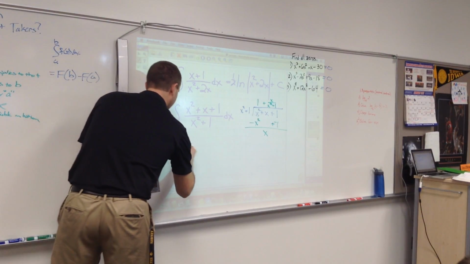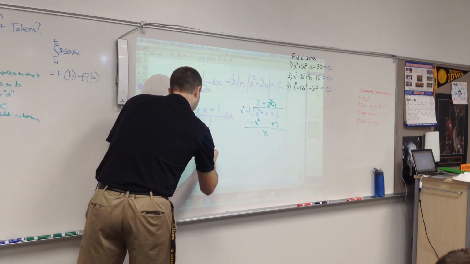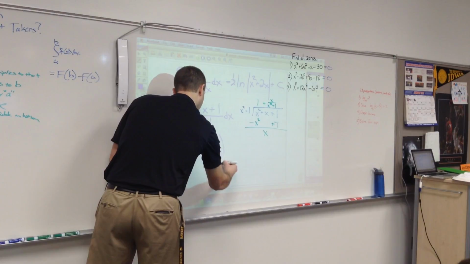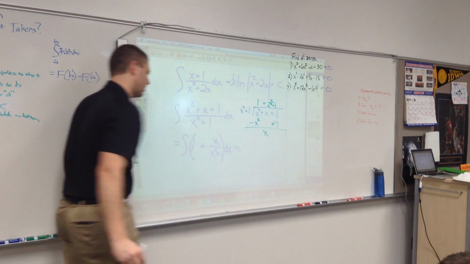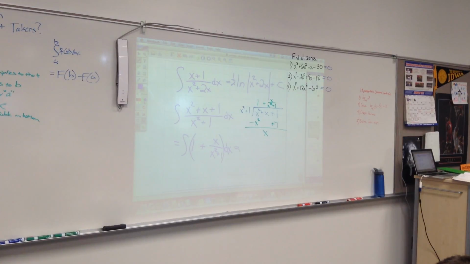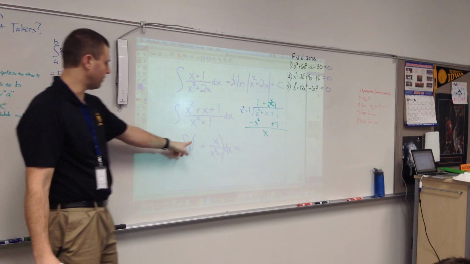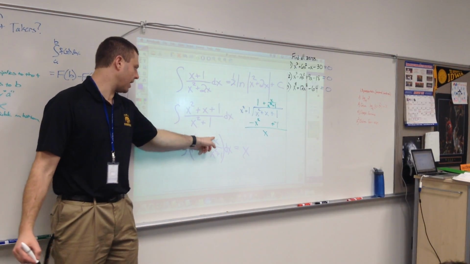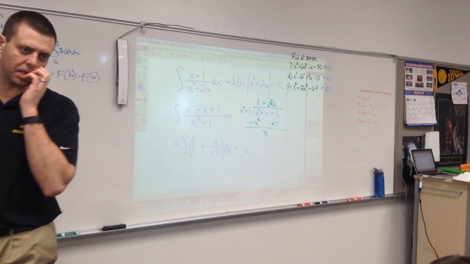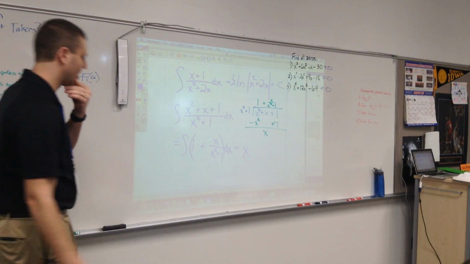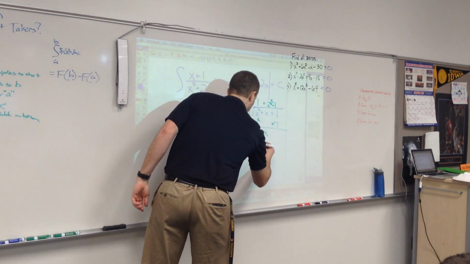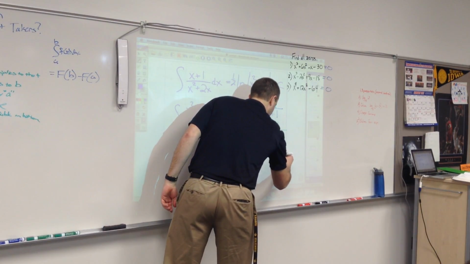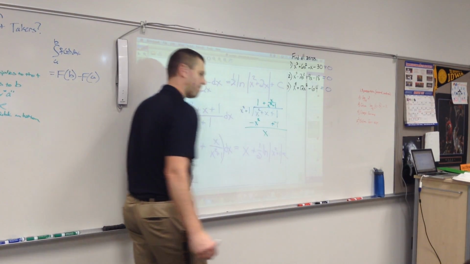So now I could rewrite it as the antiderivative of 1 plus x over x squared plus 1 dx. And that's actually much easier to do. The antiderivative of 1 is x. The antiderivative of x over x squared plus 1 would be 1/2 ln absolute value of x squared plus 1, plus C.